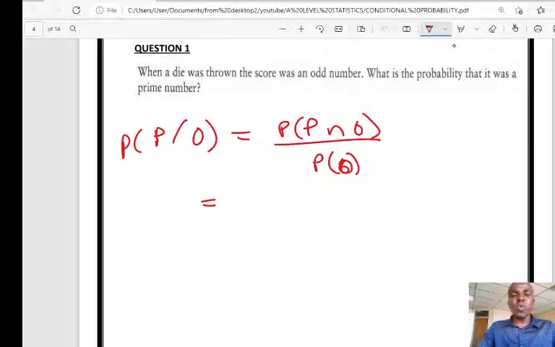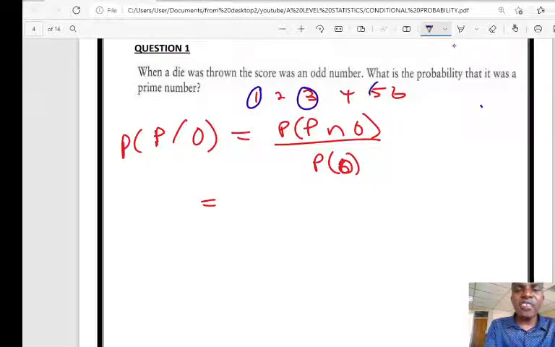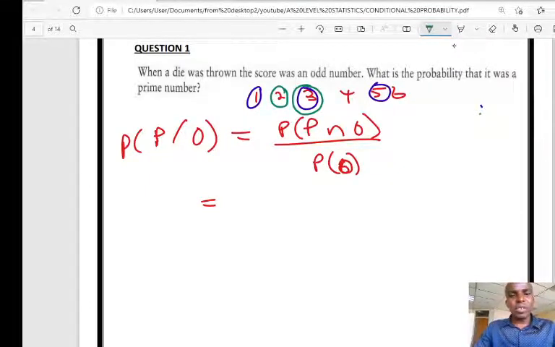Then let's find the probability of an odd number. A die thrown once has 1, 2, 3, 4, 5, 6. These are the signs on a die. So for an odd number, we have 1, 3 and 5. Then prime we have 2, and 3. And also 5 is prime, right? Because 5 has only 2 factors, 1 and itself.